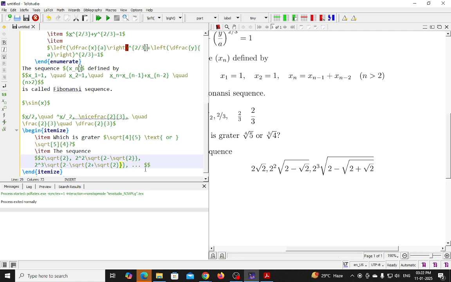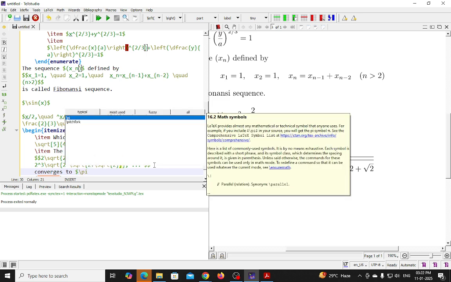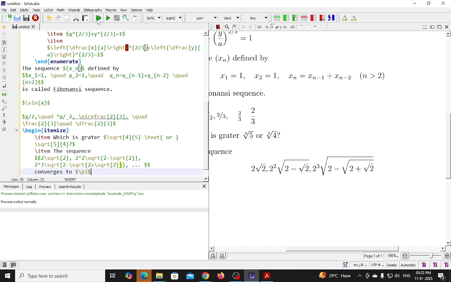Dot dot dot, and next I will write converges to. Converges to. Now again a question mark. One thing I forgot to explain. The characters which are available through the keyboard directly you can pass, but pi is an irrational symbol and this is a special character in the math mode, which can be generated by backslash pi, and if I compile, you will get the required result.